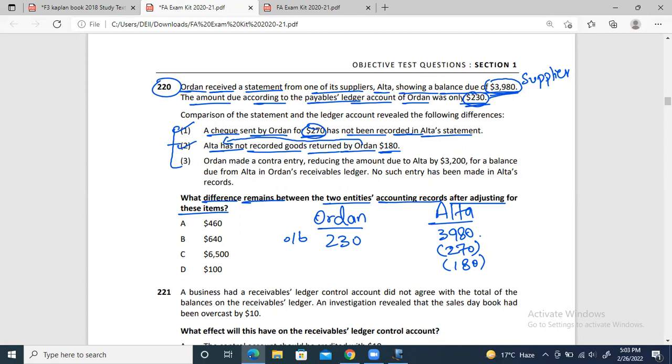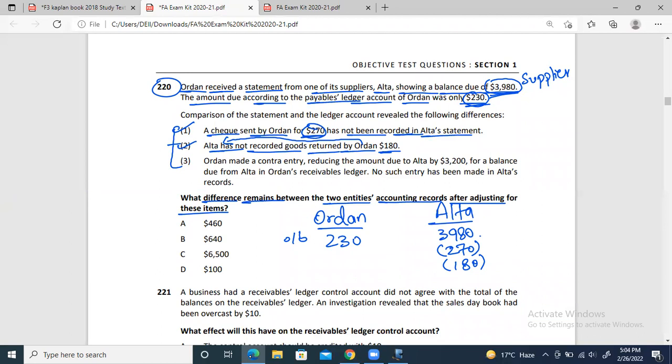So a check sent by Orden of 270 has not been recorded in Alta. That means Alta will have received the check, he will have received the cash payment, but Alta forgot to reduce the balance. The payment will reduce the balance, right? 3980 will be reduced by 270 because it's not receivable anymore for Alta. Yeah, this is payment. Okay. Now, second one, Alta has not recorded goods returned by Orden. So again, for Alta, it's a return, right?